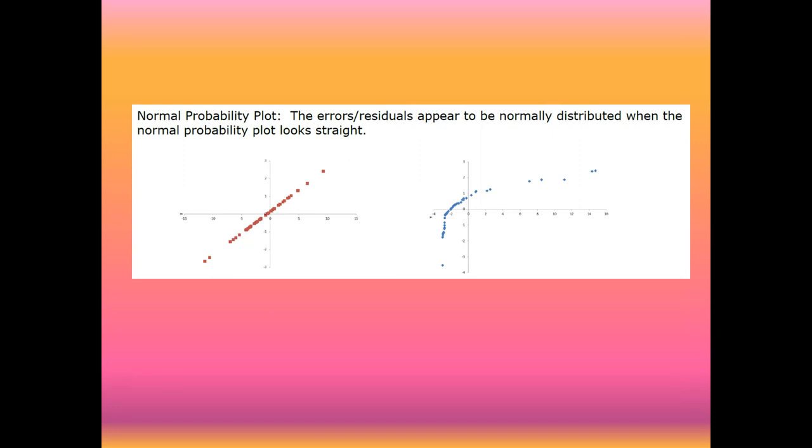What you want to see is that you want it to be straight. The one on the left is ideal, the one on the right is not. If a normal probability plot is not straight, it's typically something like the one on the right, where there's that elbow or bend in the graph. That's usually the way that it messes up, if it's going to mess up.